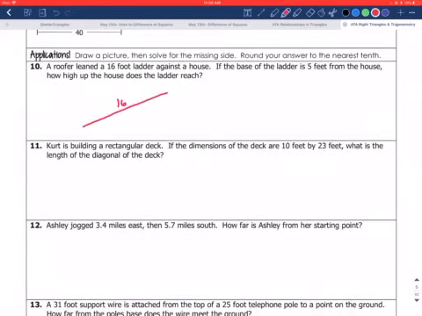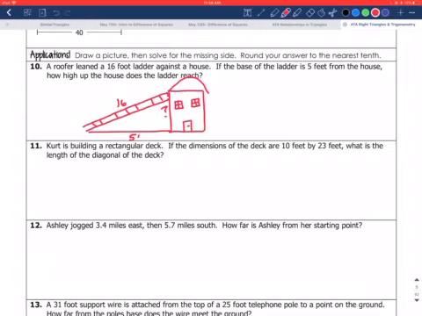For number 10, a roofer leaned a 16-foot ladder against a house. So there's his 16-foot ladder, right, against the house. And the base of the ladder is 5 feet away. This is obviously not drawn to scale, right? And here's a little house with a messed up roof. Yep, there you go. So how high up the house does the ladder reach? So we're asking for this quantity right here.